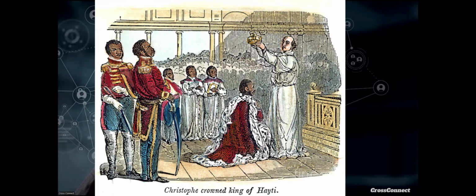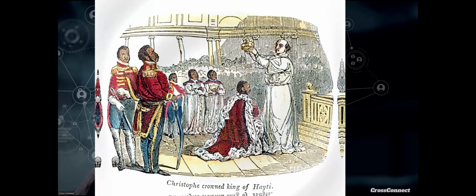Henri Christophe ruled the northern part of Haiti from 1807 to 1820, established a monarchy and declared himself King Henry I. He implemented a series of ambitious projects, including the construction of the Citadelle La Ferrière, a massive mountaintop fortress. However, Christophe's rule was also marked by his brutality and repression. He used fear and intimidation to maintain control, and his regime was characterized by forced labor and harsh punishments.